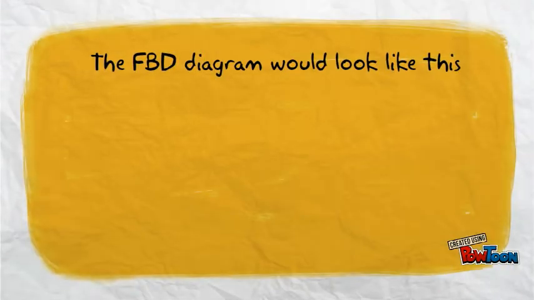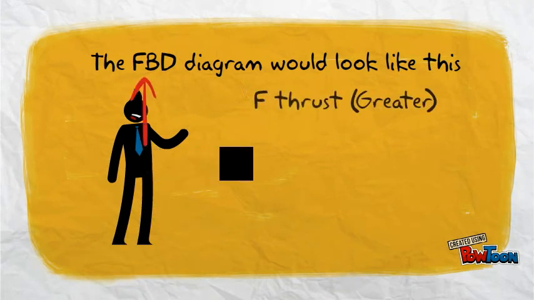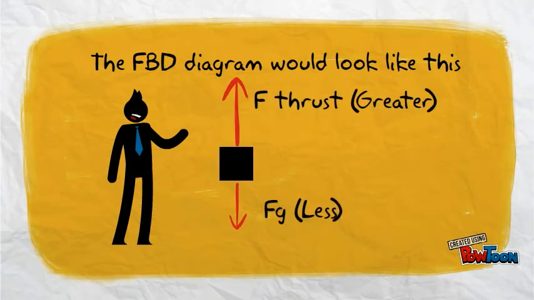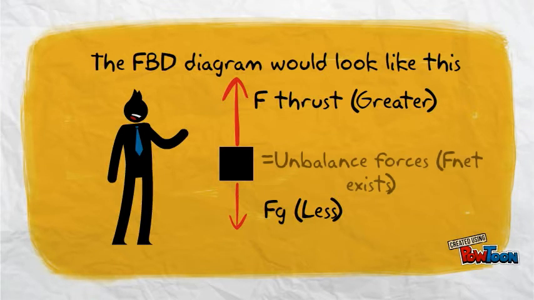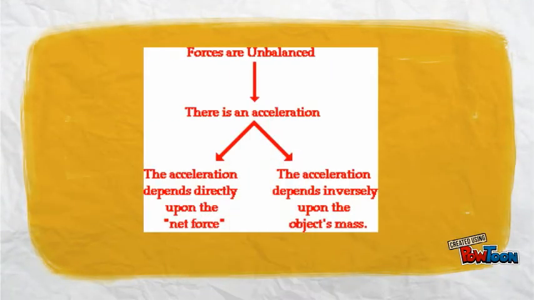This can be represented in a free body diagram, which shows that the thrust force is greater than the gravitational force, resulting in the acceleration of the rocket. This also means that the forces are unbalanced and that there is a net force present. This flowchart shows a brief summary of what we have just explained.